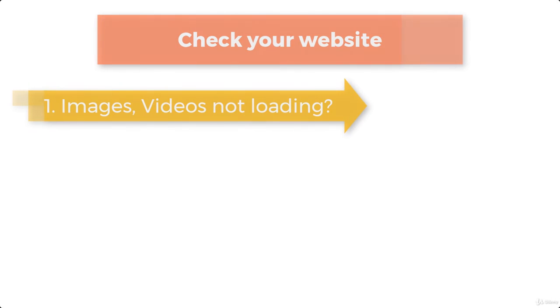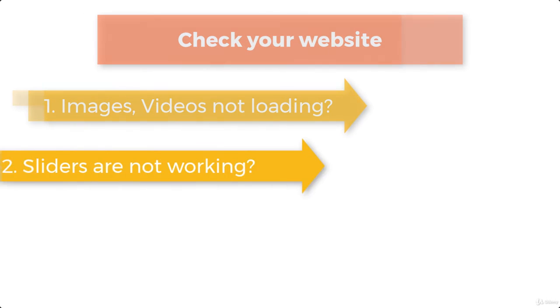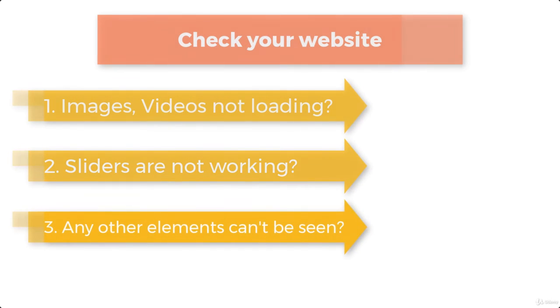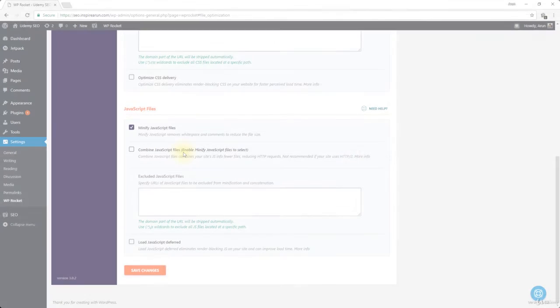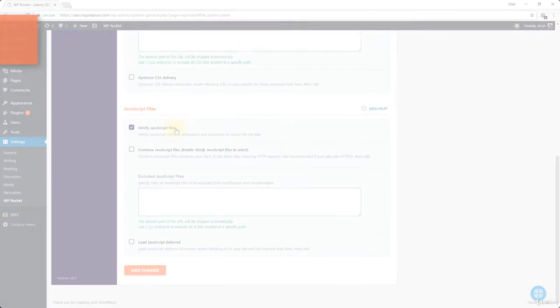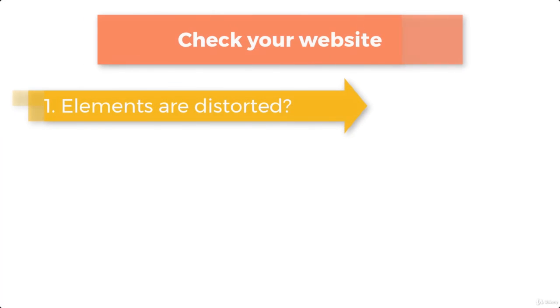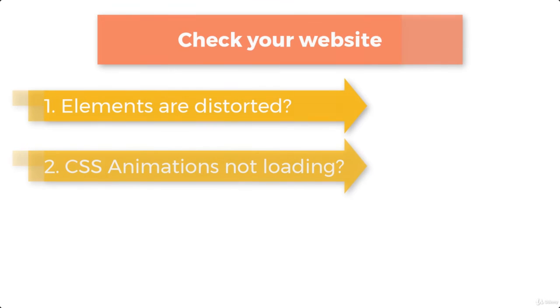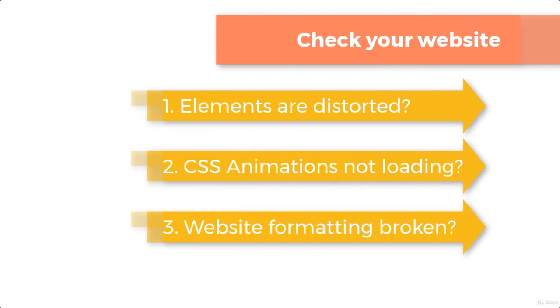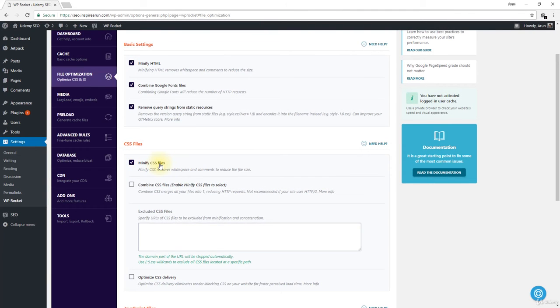If images, videos are not loading, or some sliders are not working, or if you're not seeing some elements, you need to disable Minify JavaScript files option. Click Save Changes and check your website again. If elements are distorted, or CSS animations are not loading, or there's no formatting styles loaded, then disable Minify CSS files option, click Save Changes button, and check your website again.